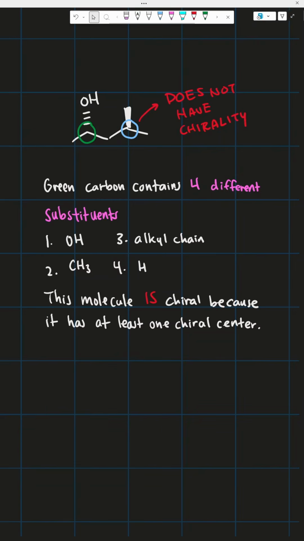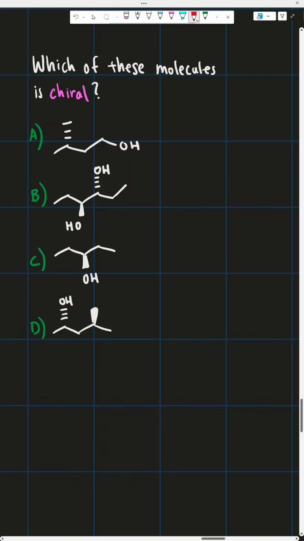However, the green circled carbon is in fact a chiral center because it contains 4 different substituents: an OH, a methyl group, an H, and the entire rest of the alkyl chain. Since there is at least one chiral center, the entire molecule will be chiral. Therefore, our answer is D.